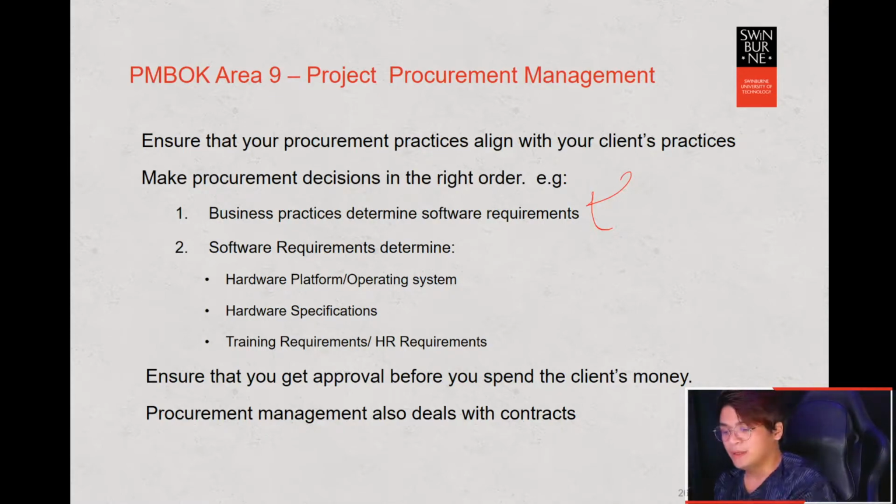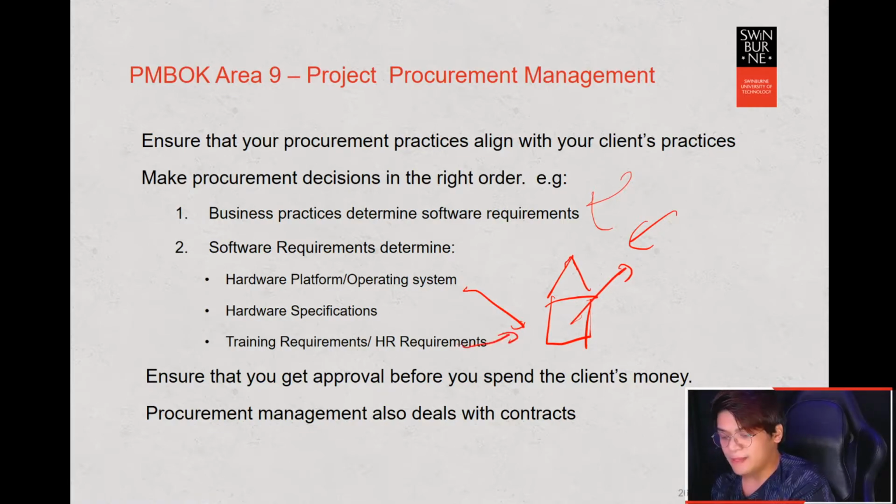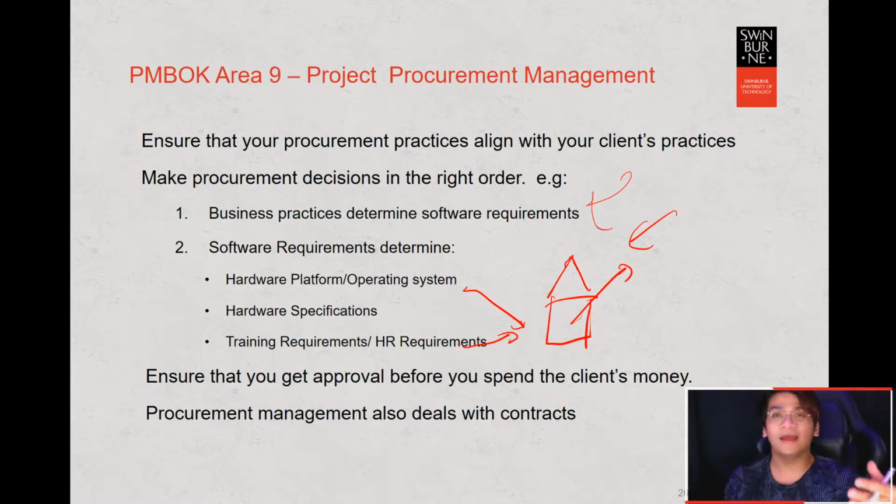For example, this is an Apple company, and they want to make a program, and you suddenly make them an Android program. Cannot like that, okay? Especially if their hardware is just for the Apple program, and their people, their trainees, I mean, the HR people, the employees, all use Apple products, and then you suddenly make them the Android platform system. Cannot do like that, because it's also their business practices to use their own system. So make sure that you get approval before you spend the client's money.